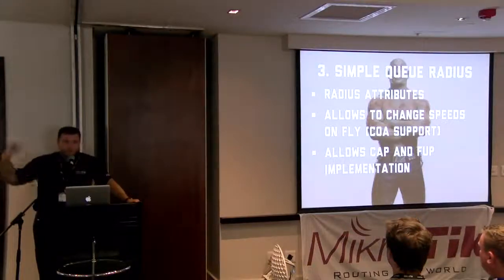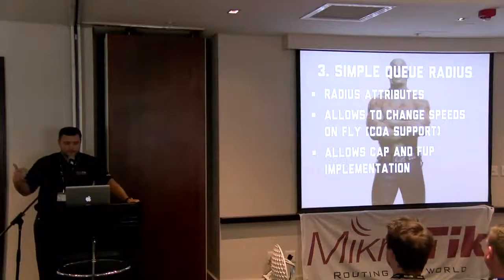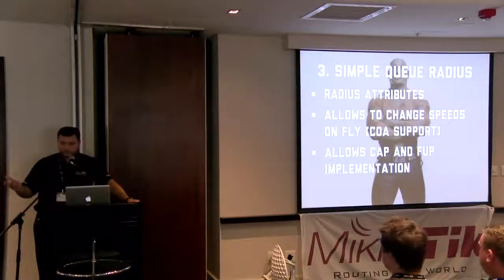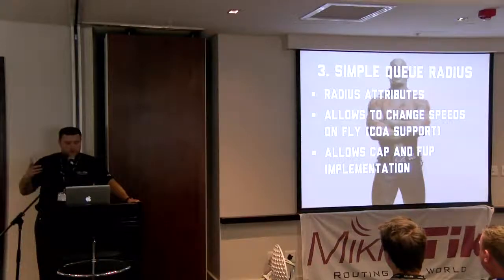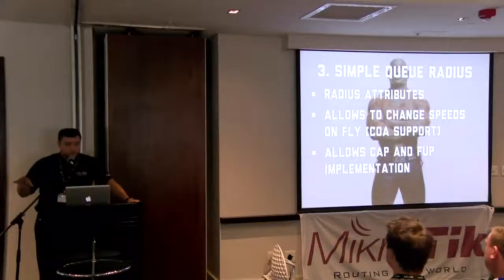So we have, for example, 500 customers, 500 simple queues created by RADIUS. And RADIUS also allows us to change the speeds on the fly. So it's like CoA support. It's a change of authorization, I think. It allows us also to provide the cap and FUP implementation. So these simple queues with RADIUS, they work really well. So this is something I recommend you to use.